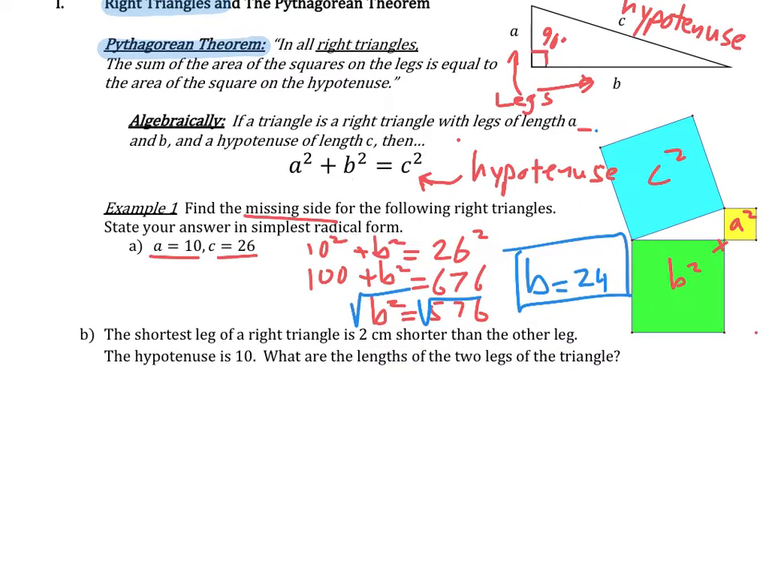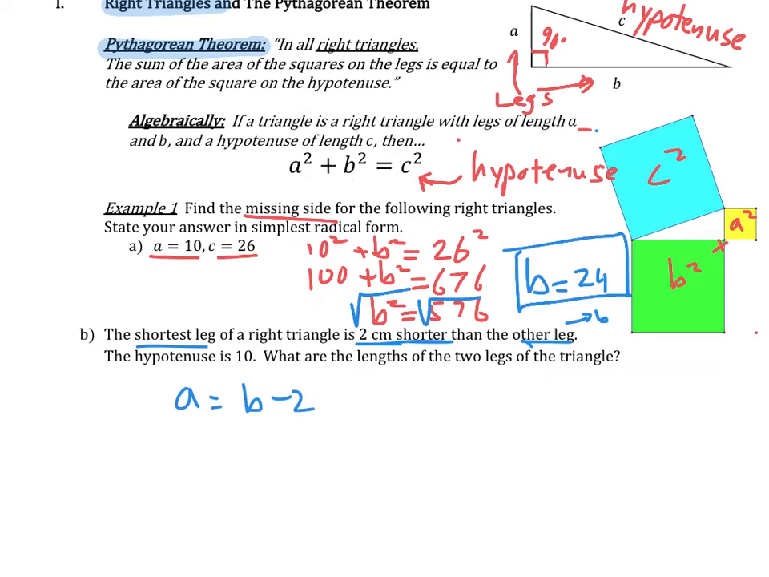Well, now we're going to get some little twists on this. So here's a situation. You'll have one like this in your assignment. The shortest leg of a right triangle is 2 centimeters shorter than the other leg. Oh, so we have two legs, A and B. Let's say that A is the shortest leg, and that's 2 centimeters shorter than the other leg. So one leg is B. Let's say the other leg here is B. That means that A is 2 centimeters shorter than B.